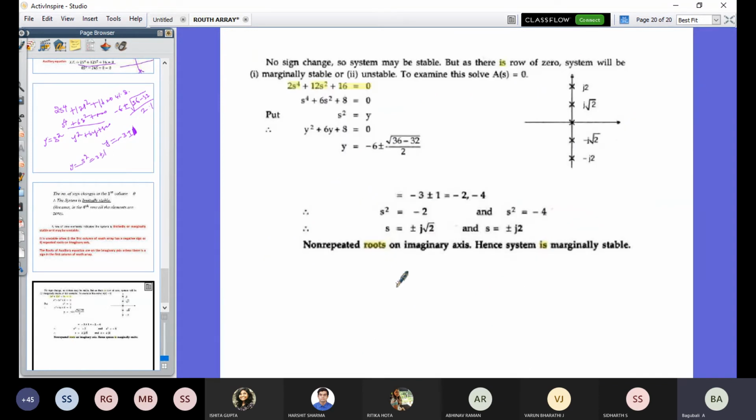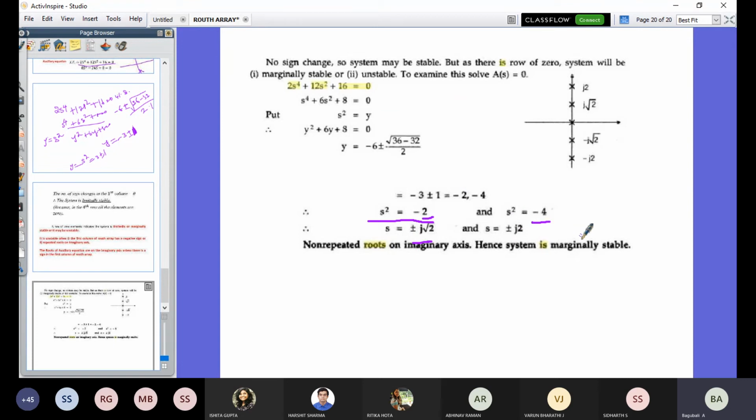So we are going to determine what is s square. So s square will come as minus 3 plus or minus 1. Substitute plus 1, so we will get s square as minus 2. And you can substitute minus 1, s square will come as minus 4. Then what are the roots? S is equal to plus or minus j root 2, and s square is minus 4.